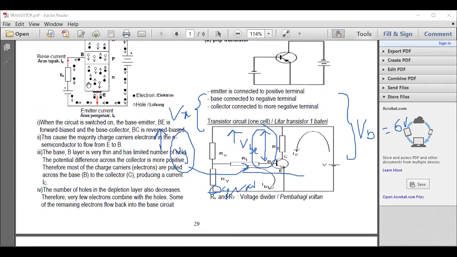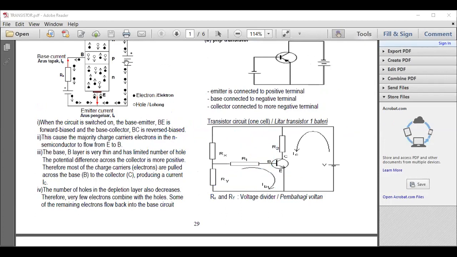Is this one the base emitter, right? The resistor will divide the voltage, because here there is voltage, right? If this one is 6 volt, here also has 6 volt. I mean, if this one takes 5 volt, this one will take 1 volt, right? So this one is parallel to this, right?